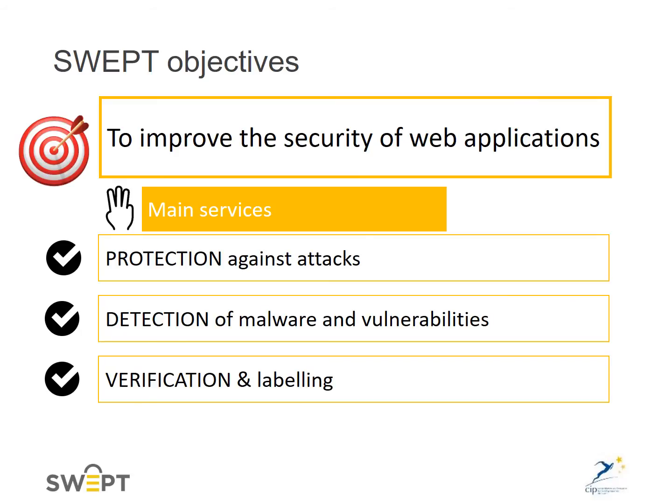So the core objective of SWEPT is to improve the security of web applications. That's web applications that actually install SWEPT. It does this through 3 main services: protection, detection, and verification. Protection is a preventive measure that prevents attacks before they actually occur. Detection is a reactive measure that actually discovers malware and vulnerabilities on a website after they occur. Verification is then a method of actually verifying that the SWEPT tool is working on the server and is protecting the website successfully.